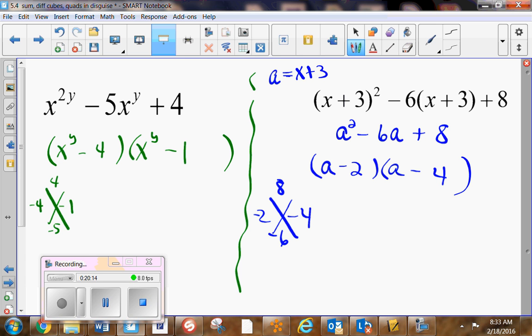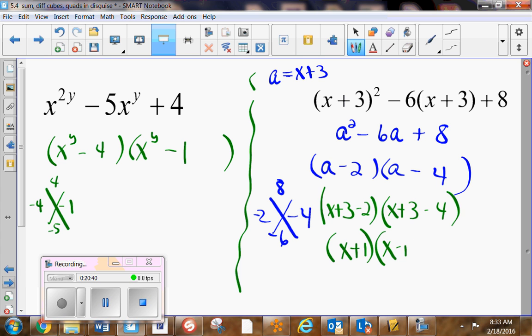Oh, wait. a is not really an a, it's an x plus 3. So what I really have, instead of a, this was an x plus 3 at the beginning. And then I'll have minus 2. This a is really an x plus 3. And then minus 4. So my final answer will be, x plus 3 minus 2 is x plus 1, so x plus 1 times x minus 1. That's my final factor.